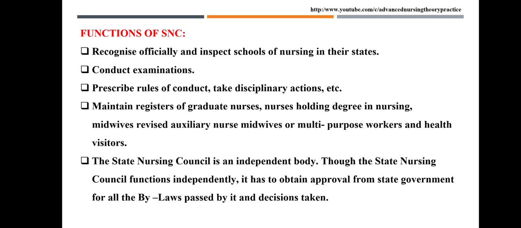Then they have to maintain registers of graduate nurses. Then nurses holding degree in nursing, we can say postgraduate nursing degree or PhD or MPhil nursing degree. Then they have to keep a register separately for A&M, multipurpose workers, health visitors, and nurses and midwives. The Nurses Council, or we can say the State Nursing Council, is actually an independent body that works under the guidance of government, under its registrar, or we can say president, and is approved by state or union territory government or central government.